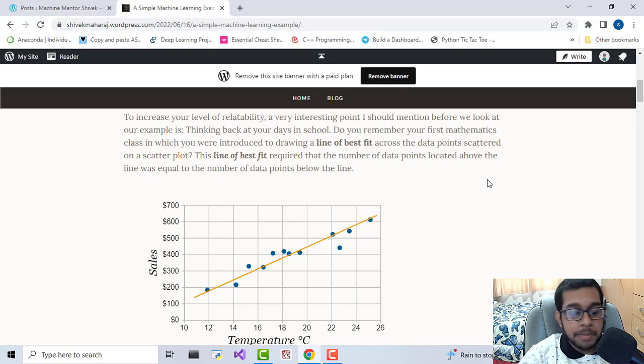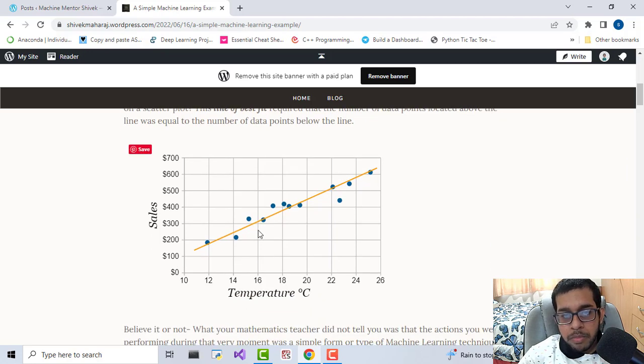I should mention a very interesting point before we look at this example. Think back to your high school days. Do you remember your first mathematics class in which you were introduced to drawing a line of best fit across data points scattered on a scatter plot? That line of best fit required that the number of data points above the line was equal to the number of data points below the line. So have a look at this visualization here. The line of best fit that we see is the orange line running across the data points.